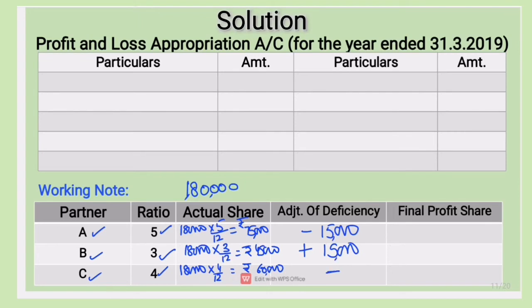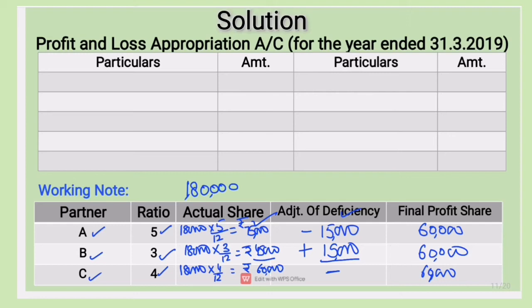Then final profit share will be A 75,000 minus 15,000. A's final share will be 60,000. B's final share will also be 60,000, that is 45,000 plus 15,000. C's final share of profit is same as before, that is 60,000. So this is how we are going to distribute the net profits to all the partners after considering guarantee.